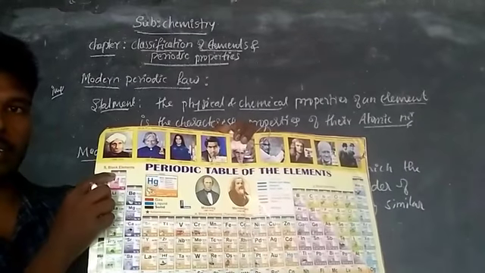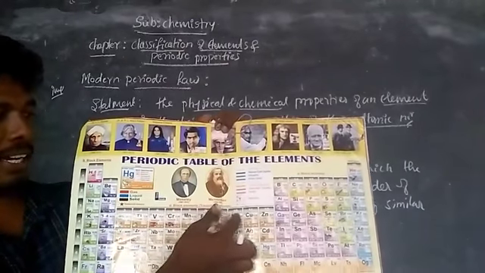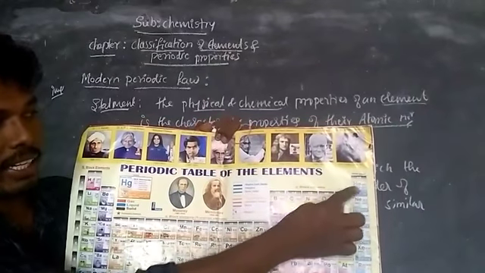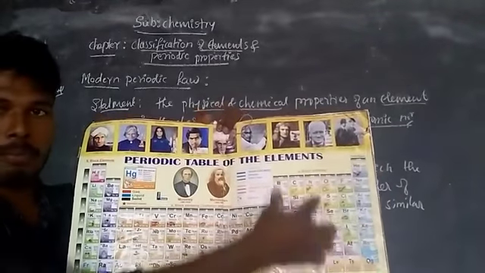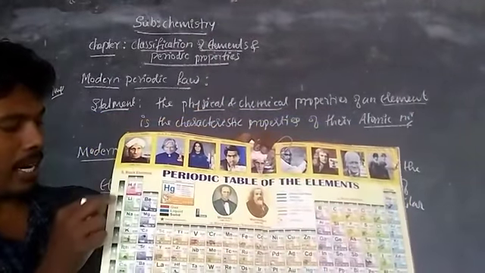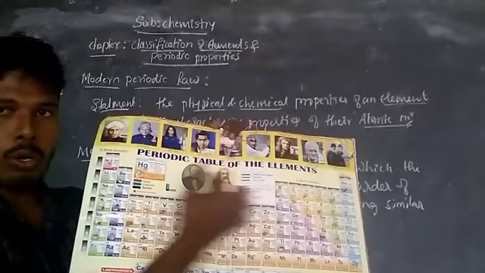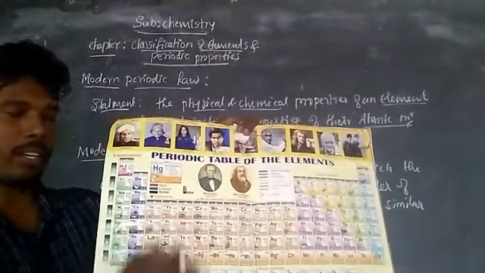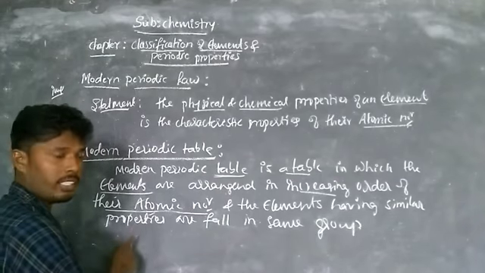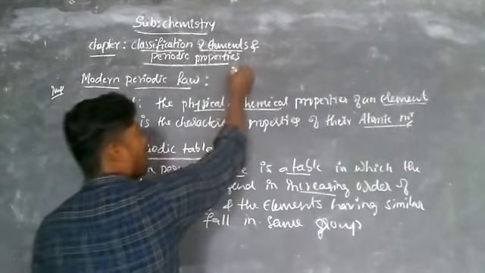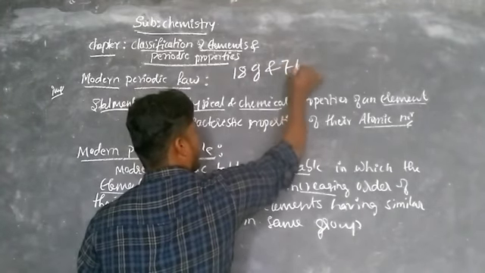So here observe the given numbers 1, 2, 3, 4, 5, 6, 7, 8, 9, 10 and so on. There is 17 and 18. Means there are 18 columns, means 18 groups, and 7 periods. See, 1, 2, 3, 4, 5, 6, 7. There are 7 periods, right? ಅಂದ್ರೆ 7 period ಇದೆ, ಈ ತರ 7 periods and 18 columns. ಈ ತರ groups 18 ಇದೆ. So the periodic table consists of 18 groups and 7 periods.